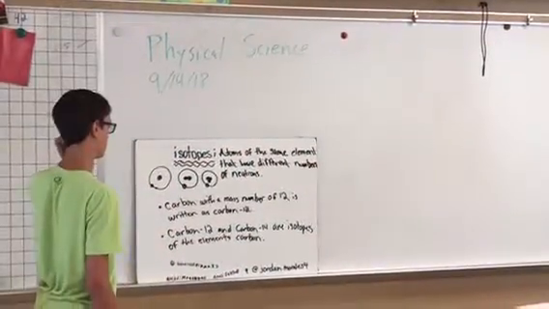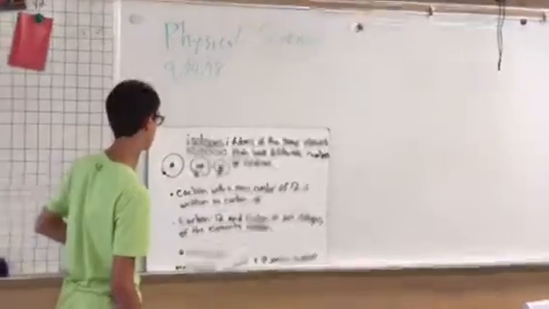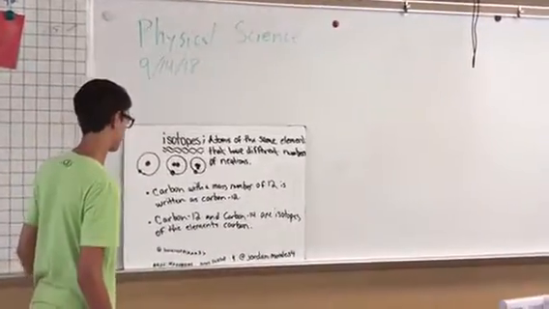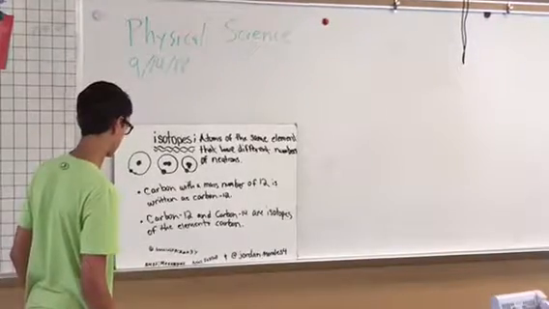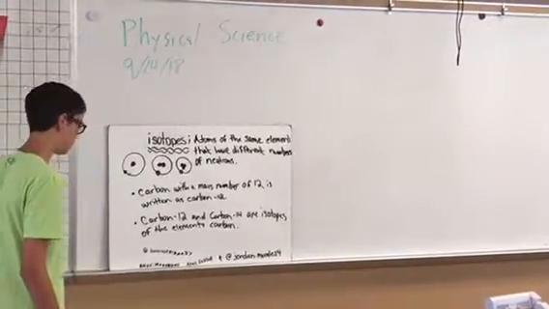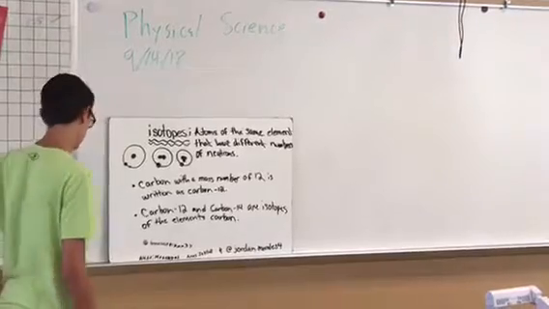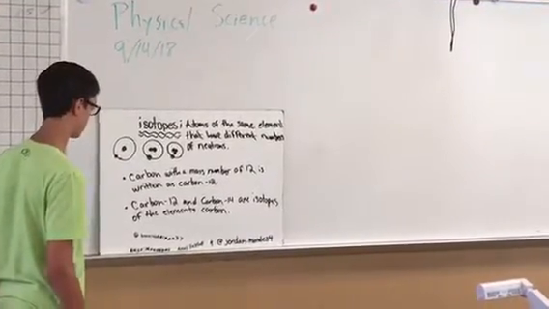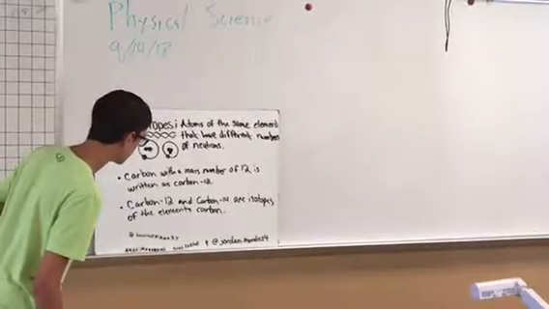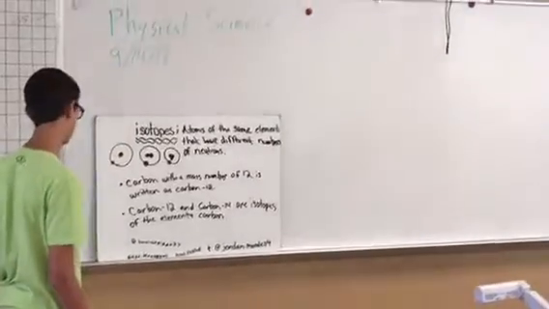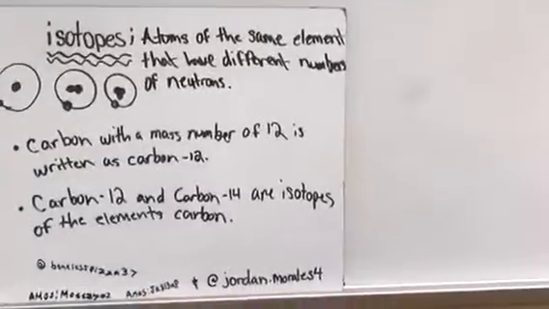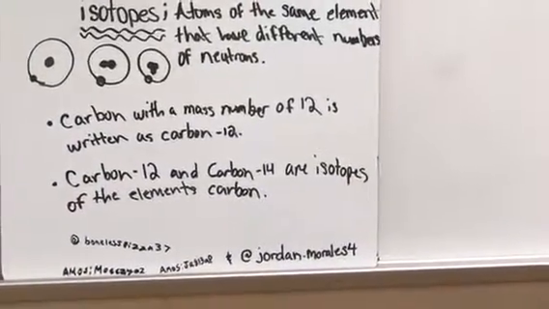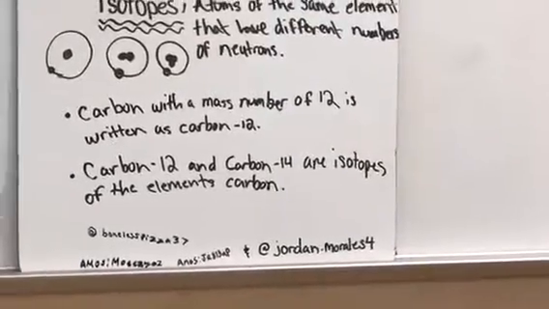Isotopes are atoms of the same element that have different numbers of neutrons. Carbon with a mass number of 12 is written as carbon-12. That's a dash. Carbon-12 and carbon-14 are isotopes of the element carbon.